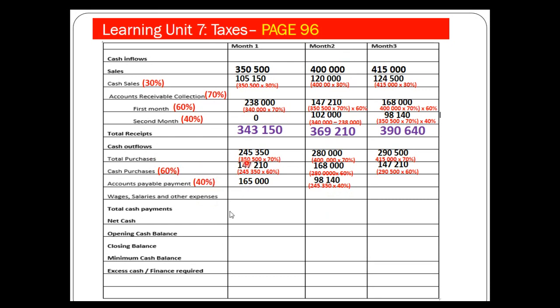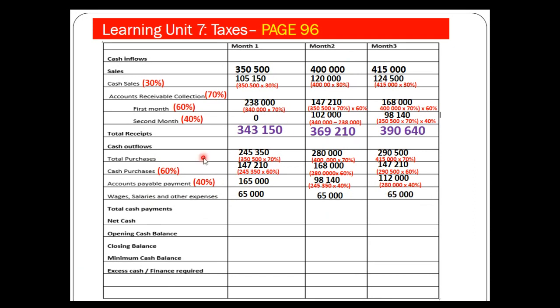So 60% is instant. That's why 60% was paid in the same month. That's why I said 60% of this amount, and I got that amount. But 40% will be a month after, because this 40% is for this month. That's why it has been paid in month two. So 40% of 280 will be paid in month three. Can you see now? That's how we do that. And the wages, salaries, and other expenses, remember, were given per month as 65,000. So I'm just going to put 65,000 like that per month.